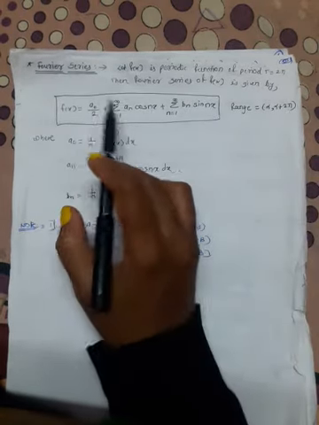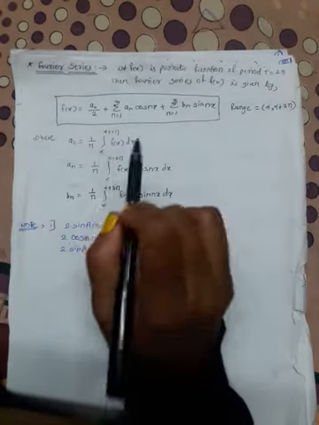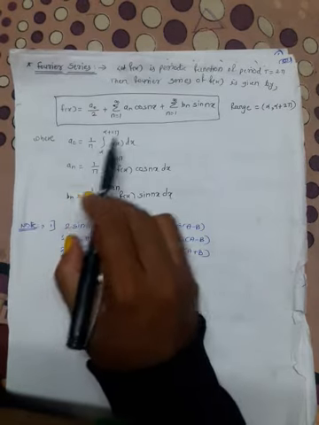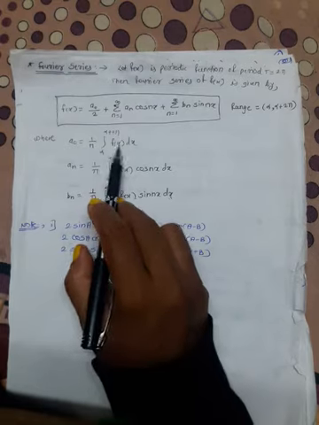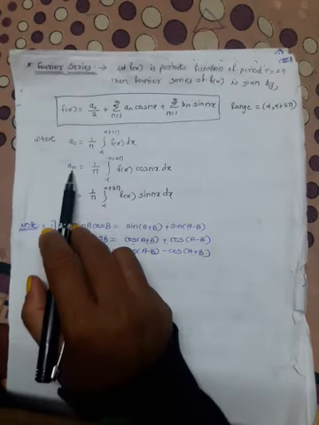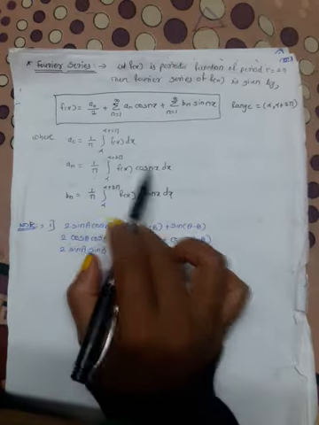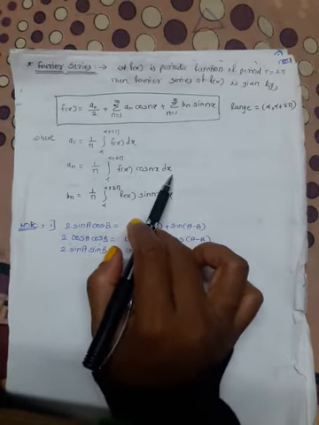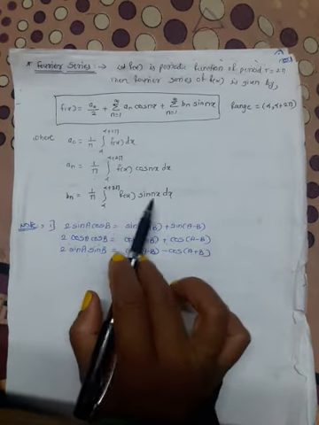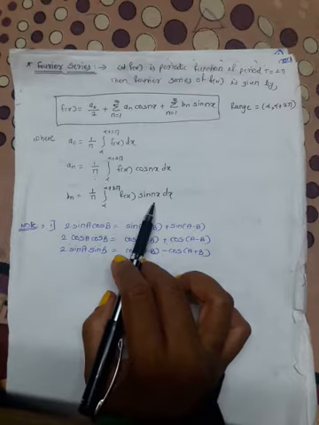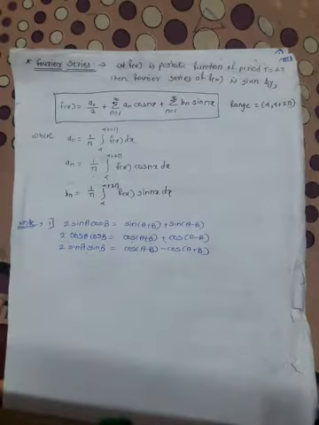Okay, where a naught, a n, b n are the quantities we calculate in the examples. The a naught formula is 1 upon pi, integral over the interval alpha to alpha plus 2 pi, of f(x) dx. a n is 1 upon pi, same range, f(x) multiplied by cos nx dx, and b n is just replacing cos by sine, the rest everything is the same. Okay, these are the formulas of Fourier series. These are the only formulas.